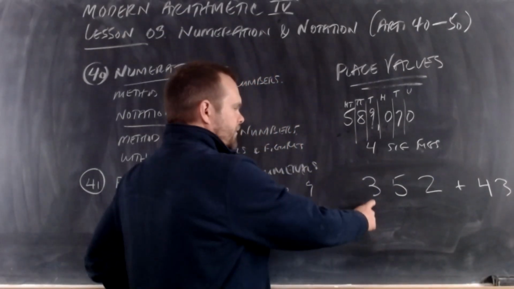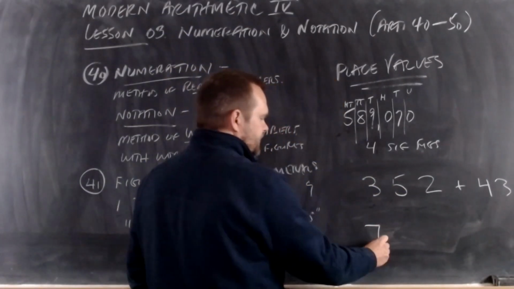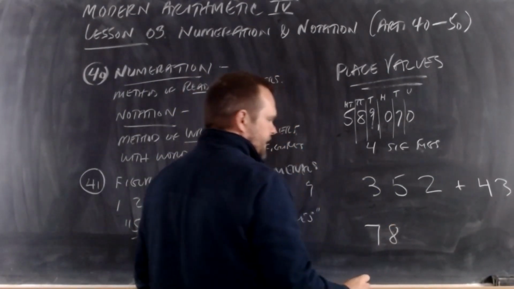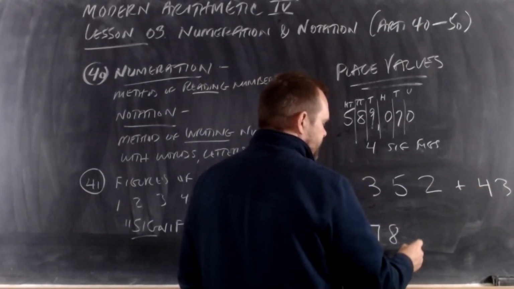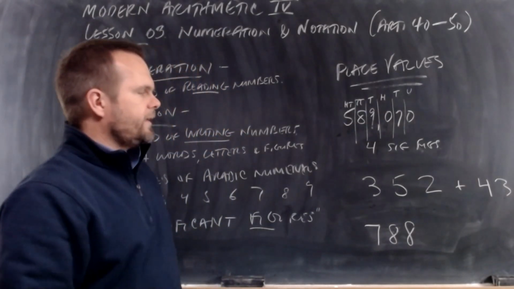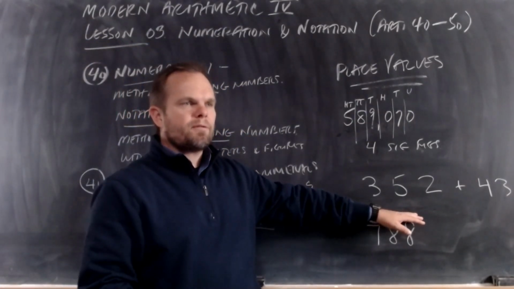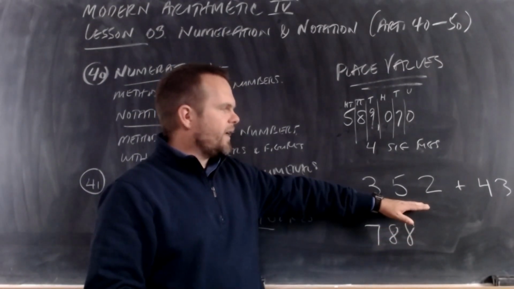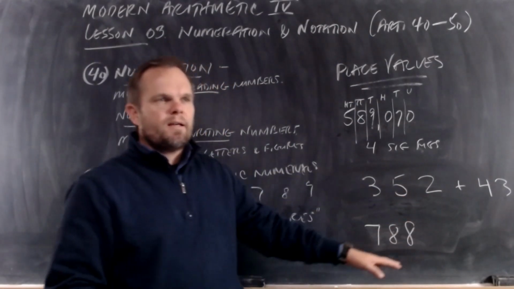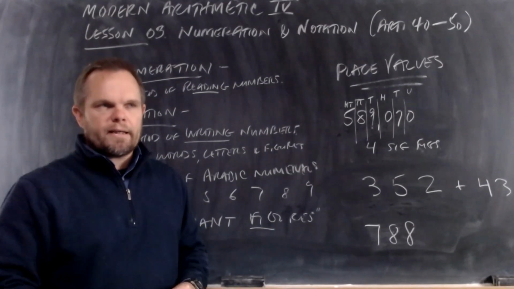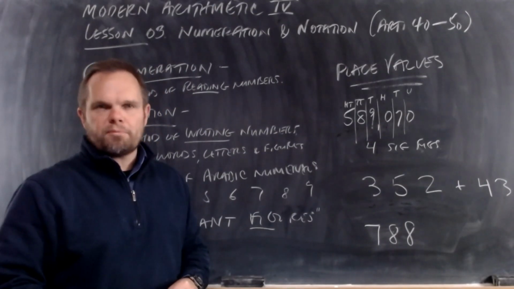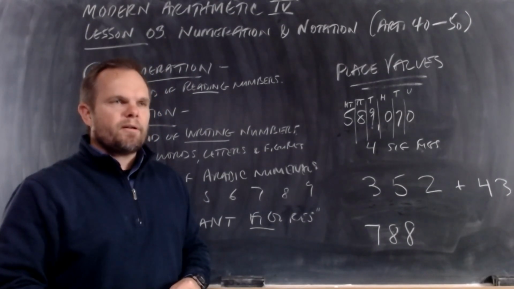So if I have 300s and 400s, I have 700s. If I have 5 tens and 3 tens, I have 8 tens. And if I have 2 units and 6 units, I have 8 units. I can easily add this in my head. 300s and 400s make 700s. 5 tens and 3 tens make 8 tens. 2 units and 6 units make 8 units. That makes the number 788. If you learn to think about numbers in terms of place value, the numbers become very simple.